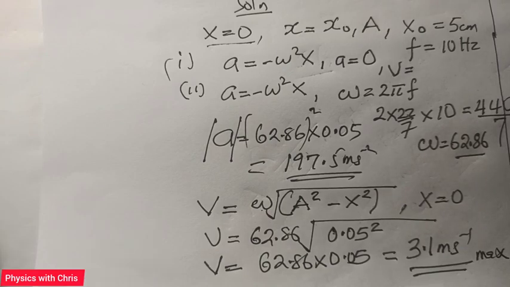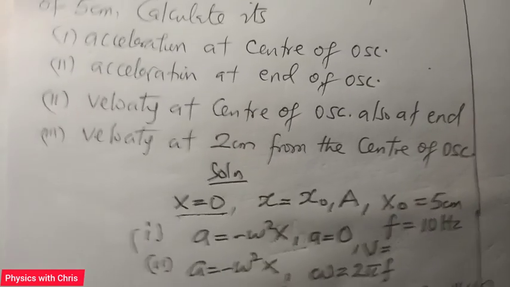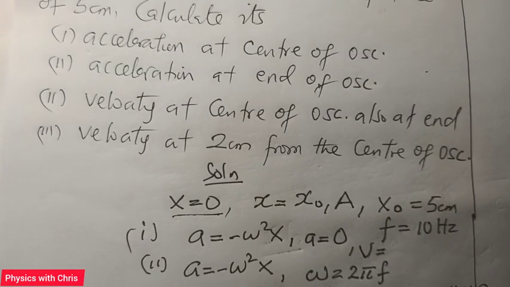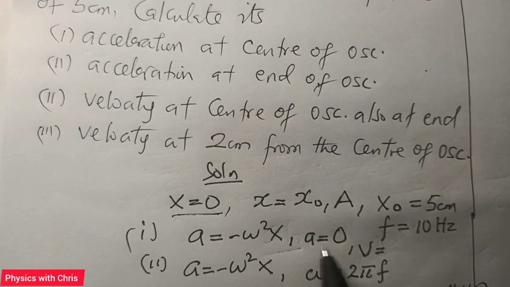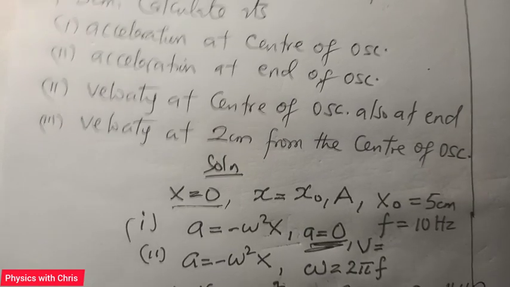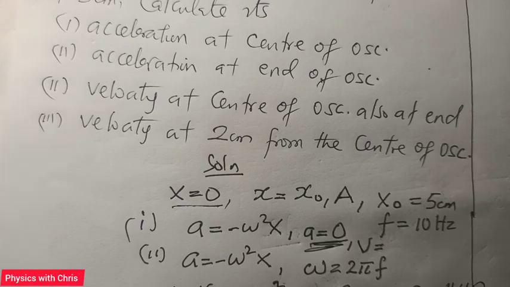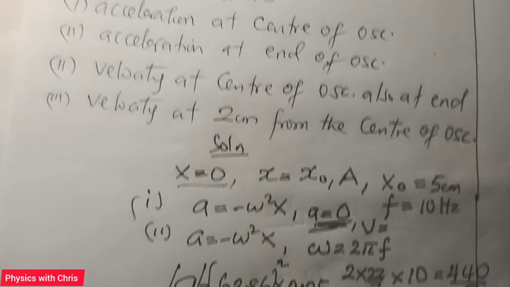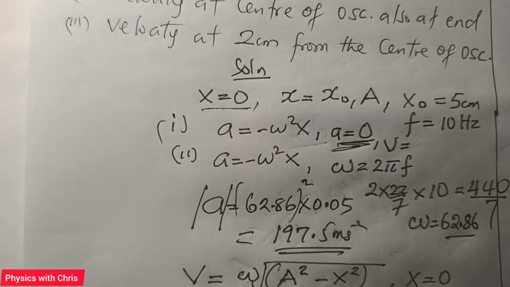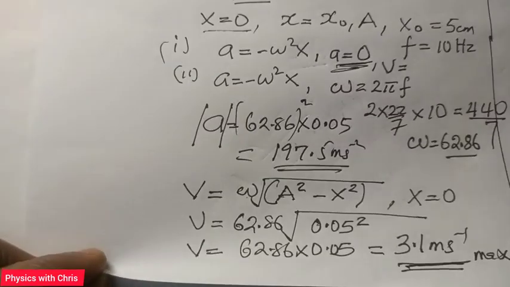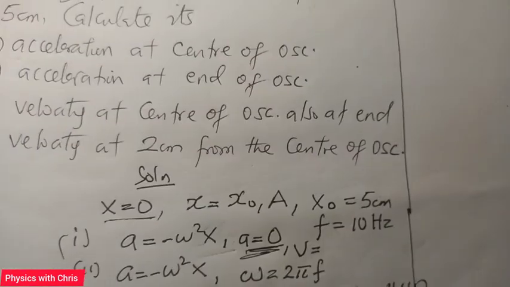And at the same center of oscillation, we have seen that the acceleration of the body is zero. Remember that when the body accelerates, it should be moving with increasing velocity. So when the acceleration is zero, the velocity will stop increasing, meaning that it has reached its maximum. That's why the velocity is maximum at the center of oscillation, and that gives us 3.1 meters per second.